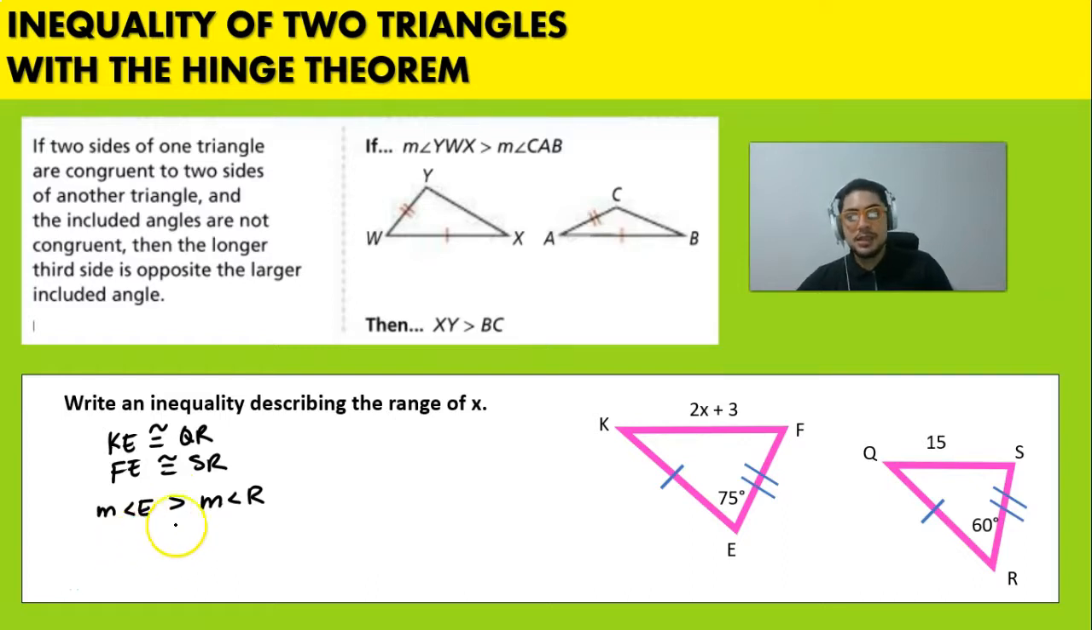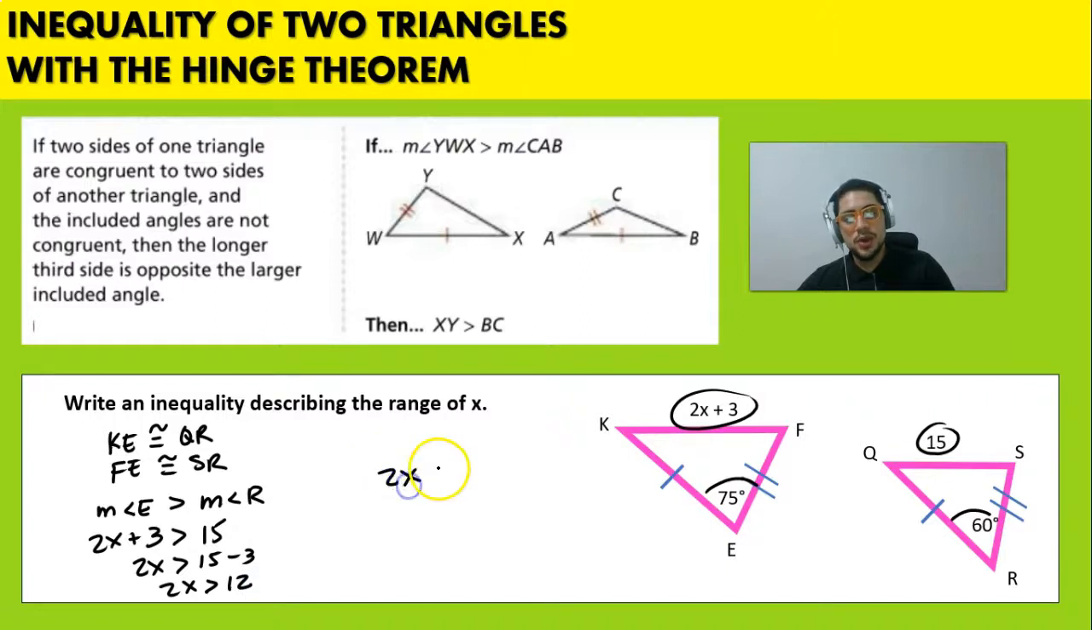That means the side opposite E, which is 2x plus 3, is also higher than the side opposite angle R, so it's going to be higher than 15. Now that means 2x is going to be higher than 15 minus 3, so 2x is higher than 12. Solving for x, x is going to be higher than 6. And we know that for a fact because of the Hinge theorem.